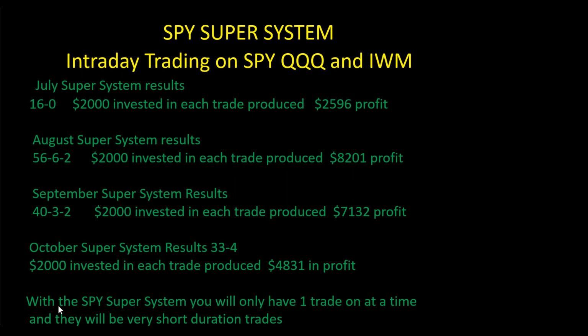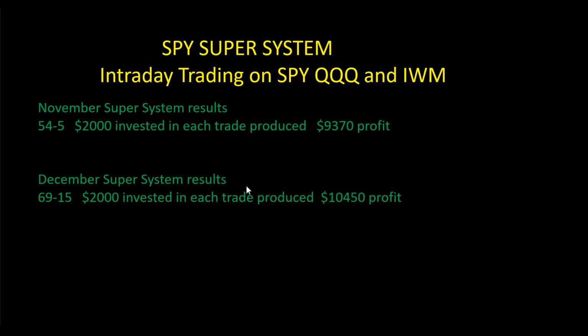Now it's important to understand you're only going to have one of these trades on at a time. There's not any big management problem trying to handle these trades. You're in one trade, you watch it, and you get out when you have to, taking profits or taking a loss whenever the criteria calls for it. But you only have one at a time, and they're fairly short duration. Most of the time, 2 candles to maybe 10 candles at the most if you get a nice trend. All right, so that's the SPY Super System.